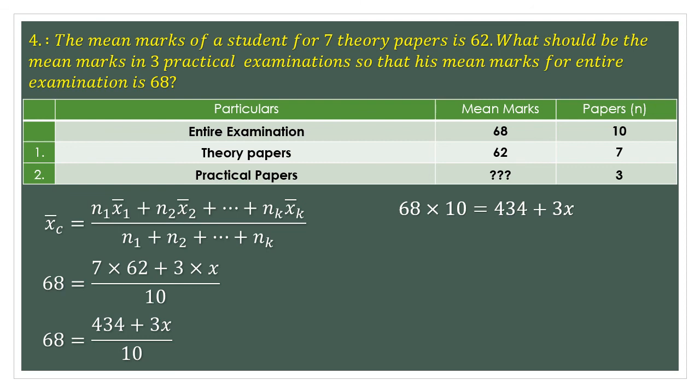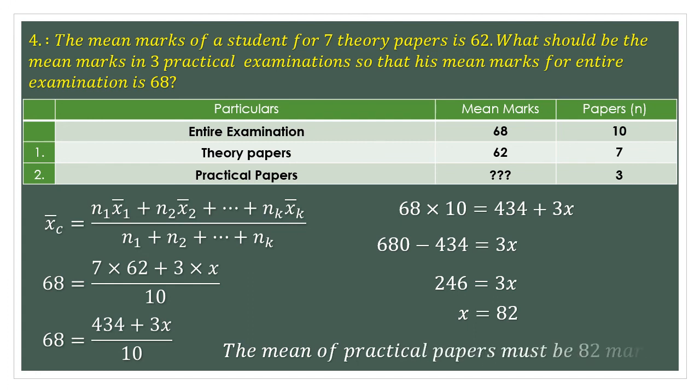68 tens are 680, and 434 will be changed to the opposite side, becoming negative. 680 minus 434 is 3x. The remainder here is 246, which is equal to 3x. That means out of the 3 practical papers, the total marks which I should score is 246. So if I need 246 marks out of 3 practical papers, per paper I will need to score 82 marks. So my statement here will be: the mean of practical papers must be 82 marks. So the mean marks for the 3 practical papers must be 82 to achieve our goal of getting 68 average marks for the entire examination.